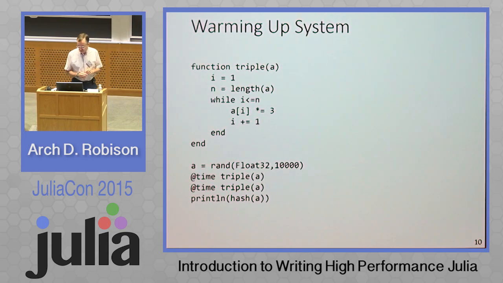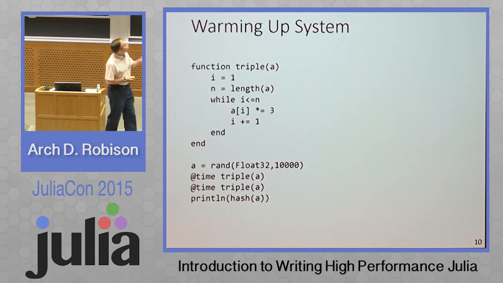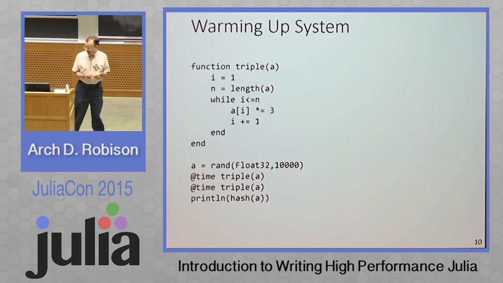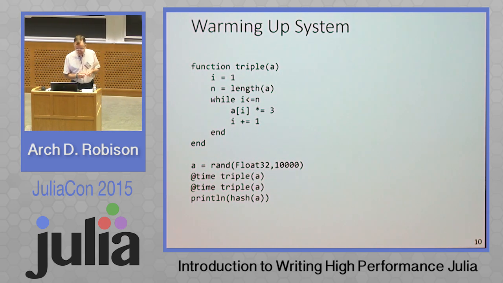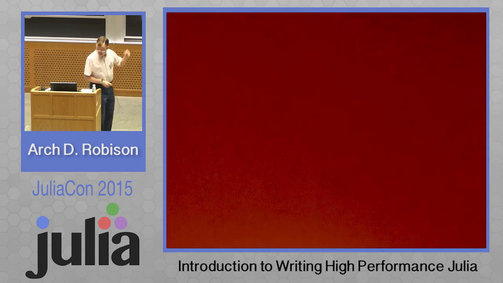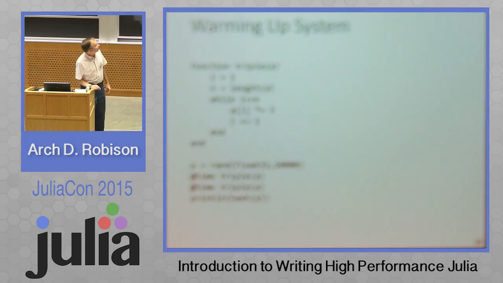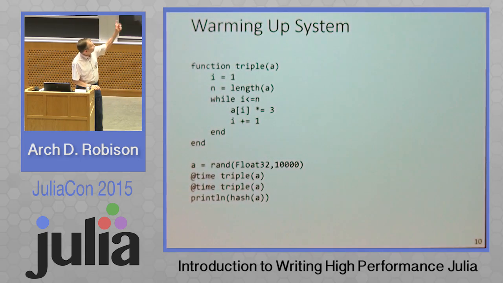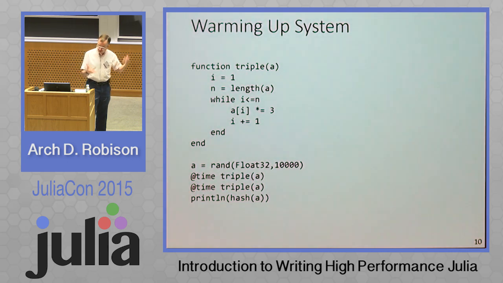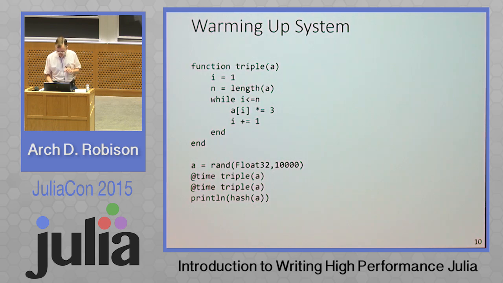So here's an example of warming up a system and how much of a difference it can make. I have a simple function there. It walks through an array and triples each element, and it's written out kind of longhand. Then I generate some random numbers, apply the function to this array of numbers, and time it. Then I time it again, and then I print a hash code to make sure it actually did something.